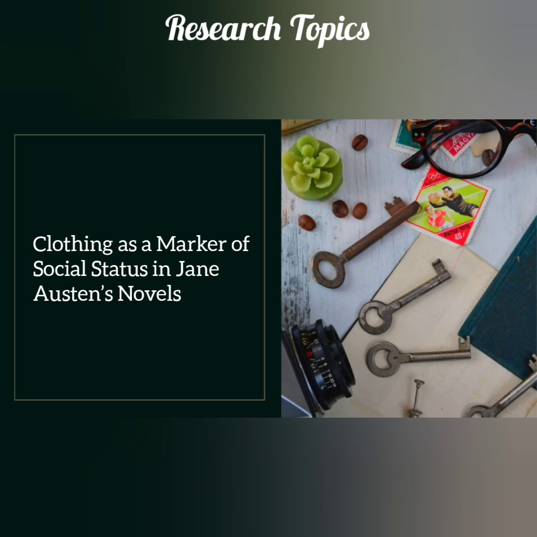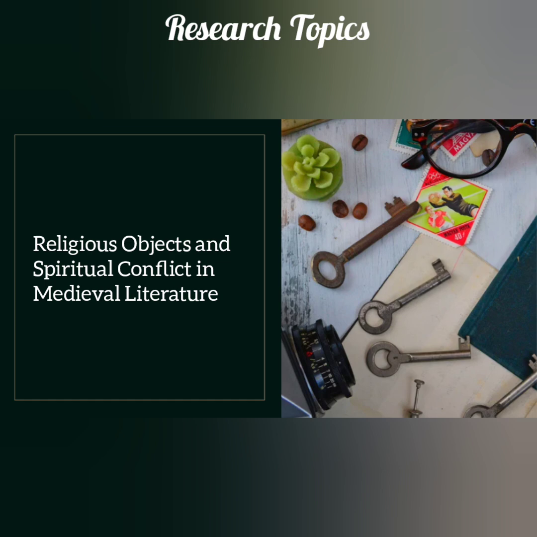Next, clothing as a marker of social justice in Jane Austen's novels. Analyze how Austen uses clothing to depict social class, identity, and character traits in her novels. And last topic, religious objects and spiritual conflict in medieval literature. Examine the role of religious artifacts in medieval texts and how they reflect societal beliefs and conflicts.